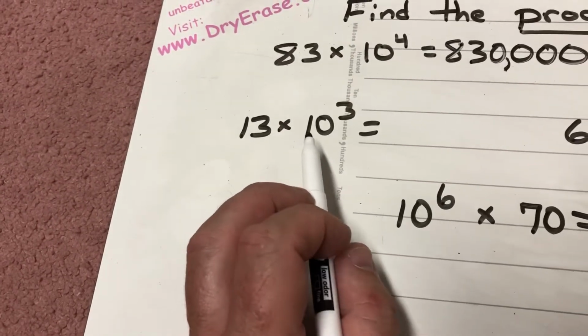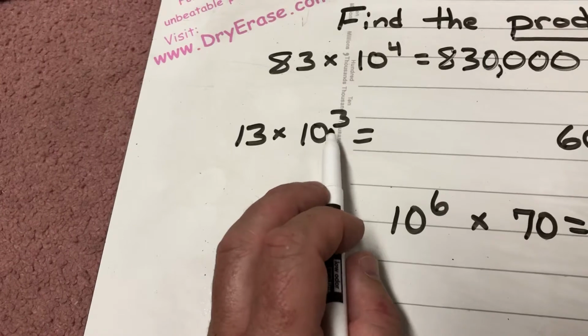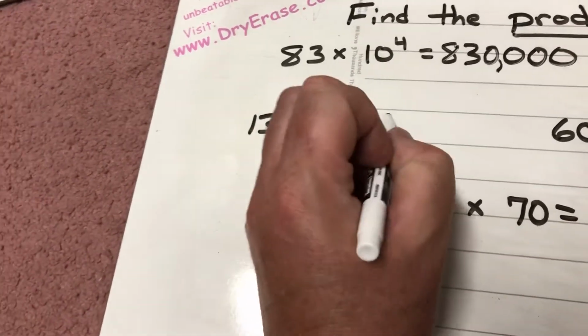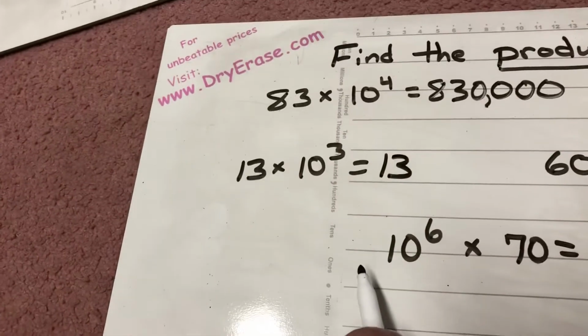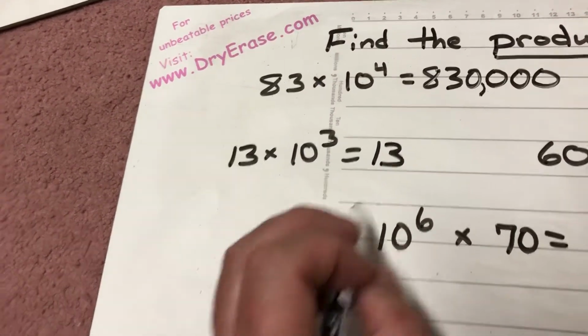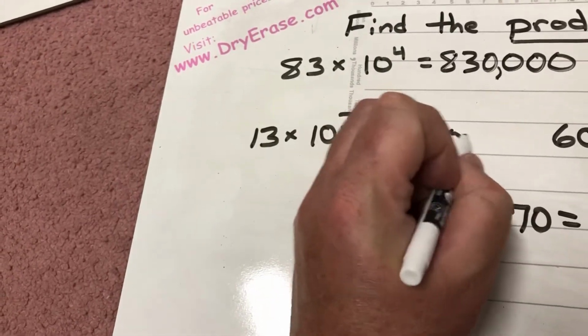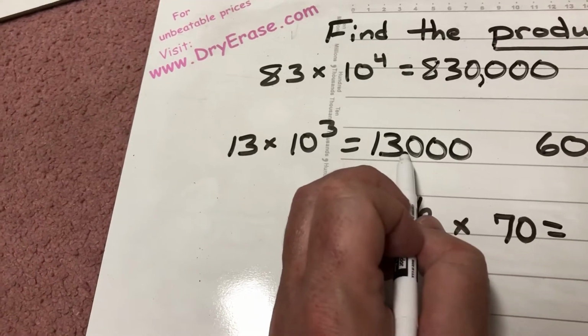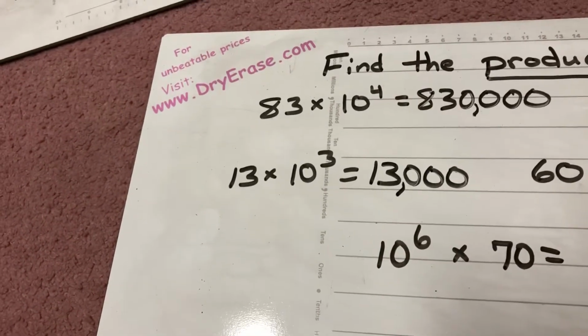Well, once again, this is a 1 with 3 zeros after it now because the exponent is 3. Well, I know that 13 times 1 is 13. And then this number isn't just 1, though. It's 1 with 3 zeros after it. So those 3 zeros have to become part of my answer. Count back again to get my comma in the right place. Every 3 numbers. There you go.